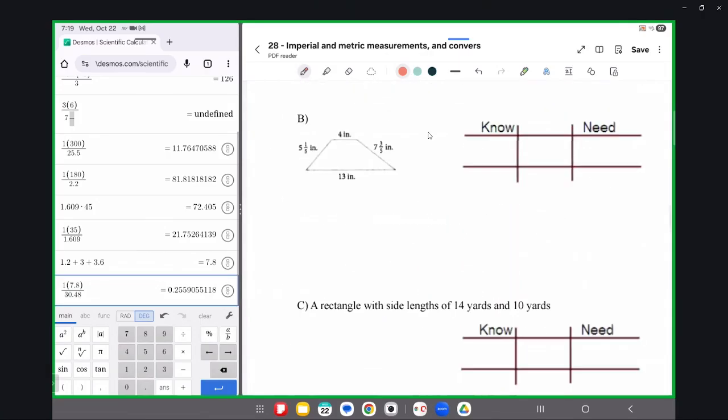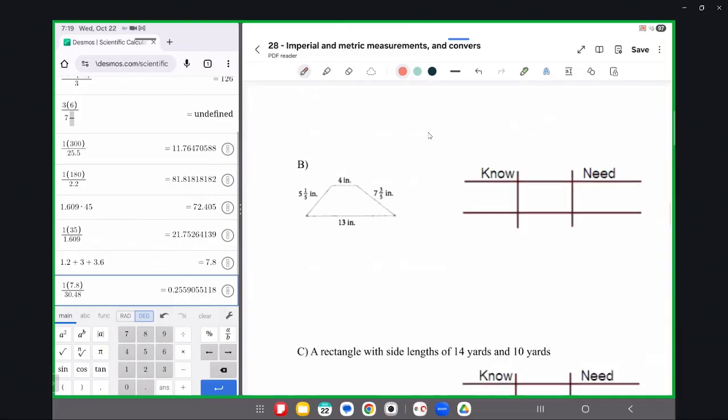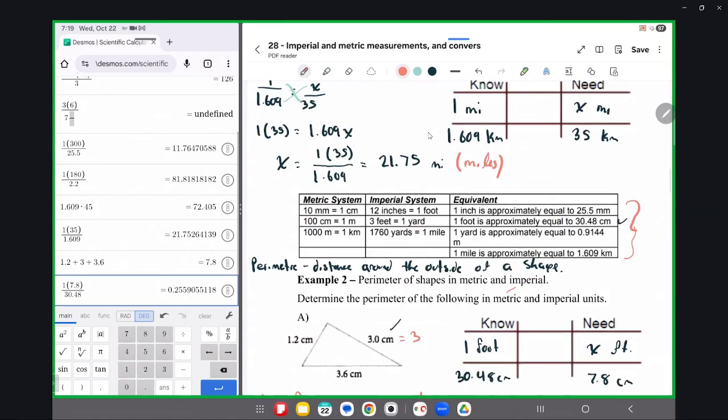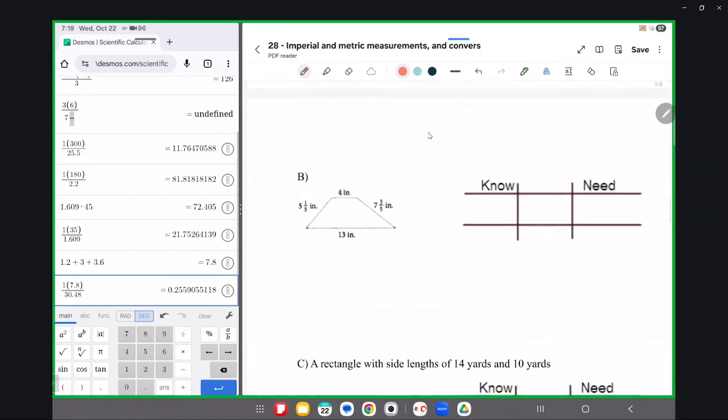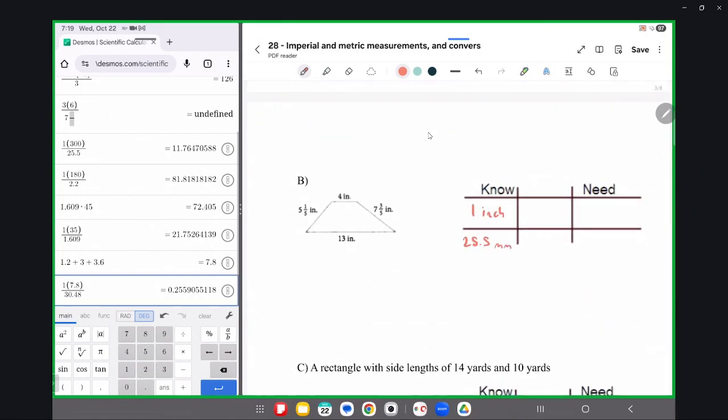Okay, next one here is in inches. So we can see that an inch is 25.5 millimeters. So we know 1 inch is 25.5 millimeters. Okay, what do we have here? So this is what we call a trapezoid.